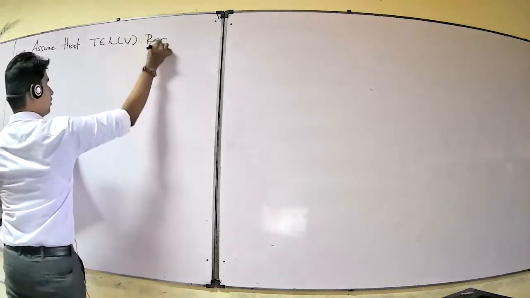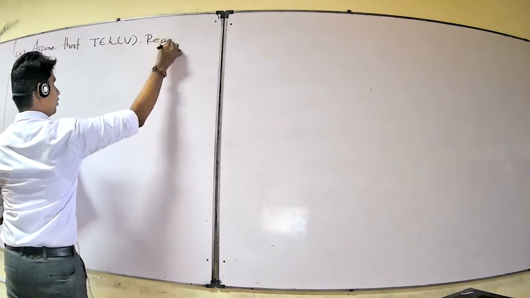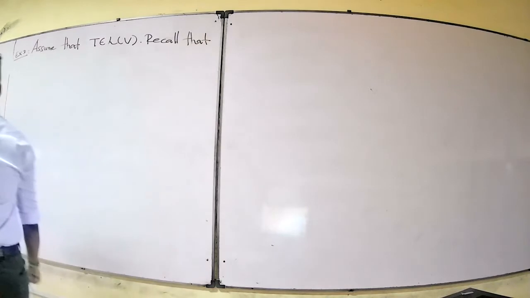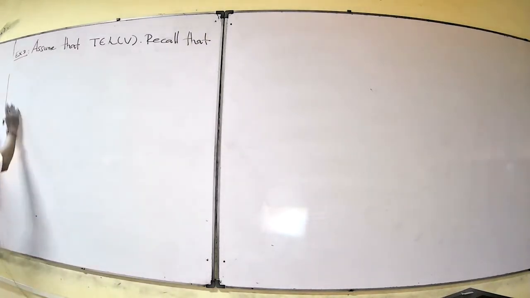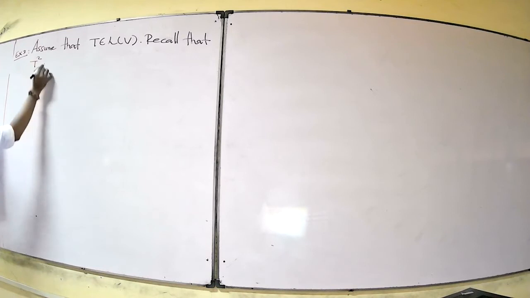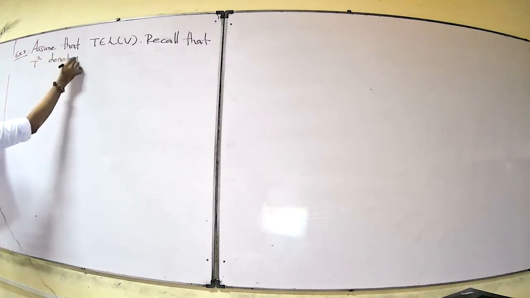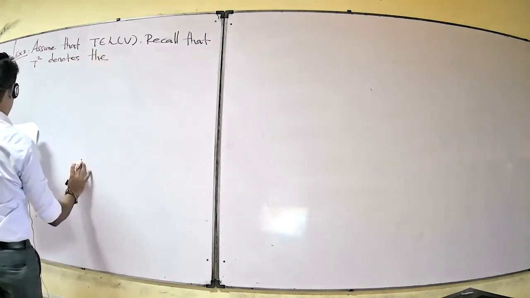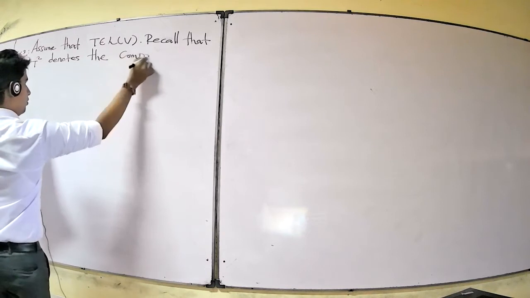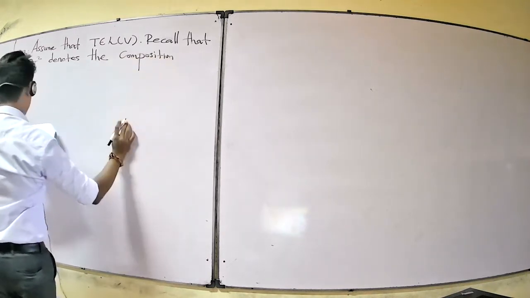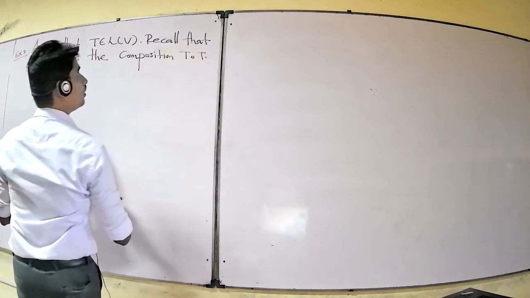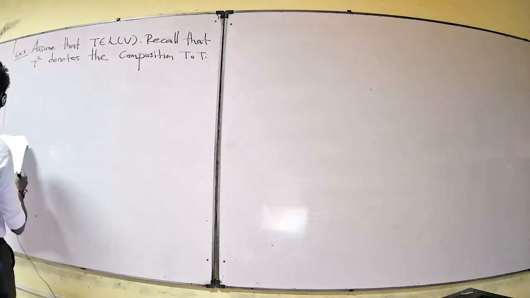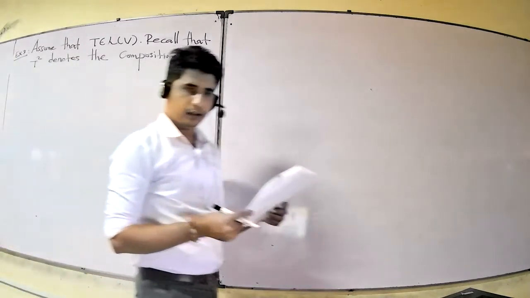Recall that T squared denotes the composition function, no? T squared denotes the composition, right? The composition T, T composition T mapping. T squared denotes the T composition T mapping.